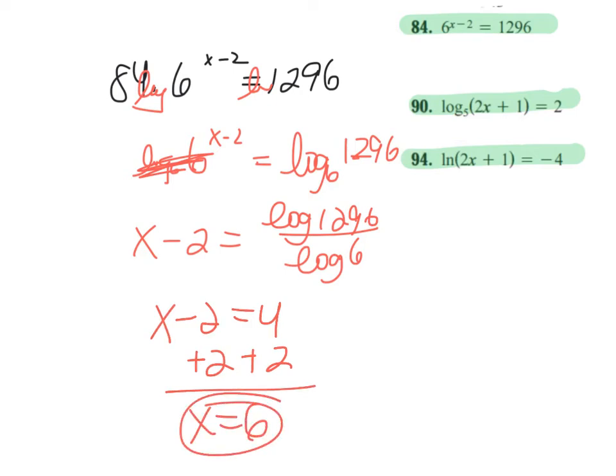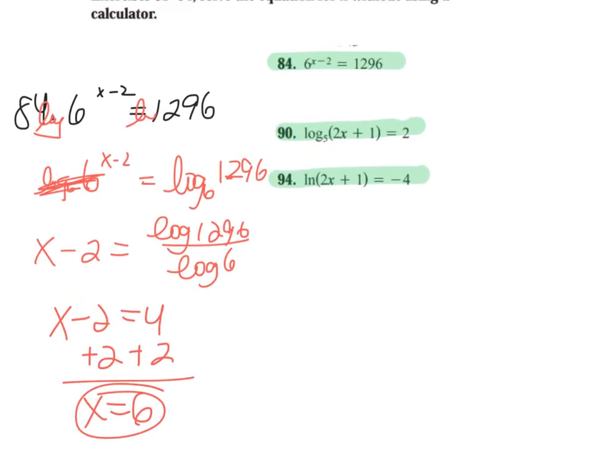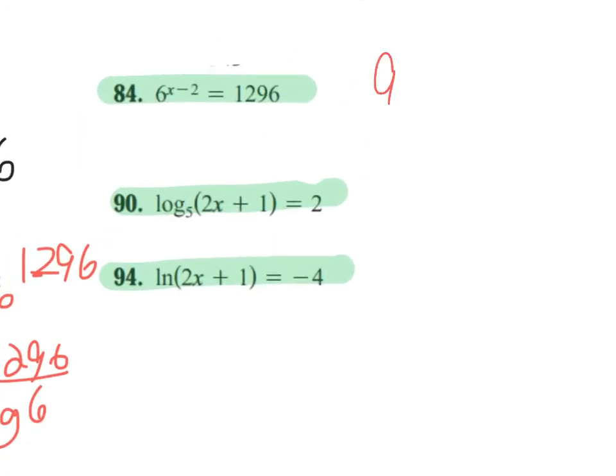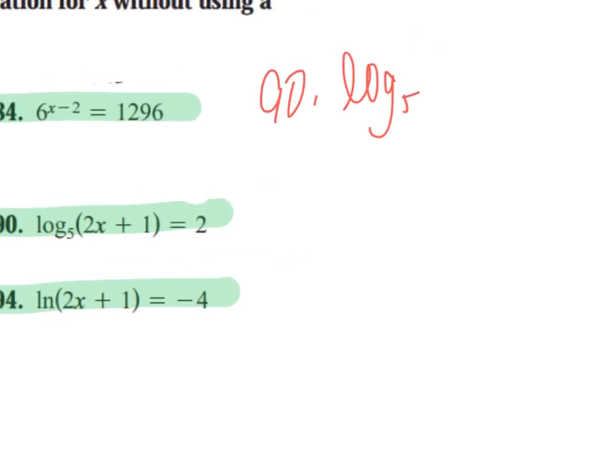Okay, if you get to these problems, oh my gosh, I totally forget how to do this, I don't know what to do. What can you do with your answer choices? Plug them in. Okay, remember, for 90, all right, 90 says log base 5 of 2x plus 1 equals 2.